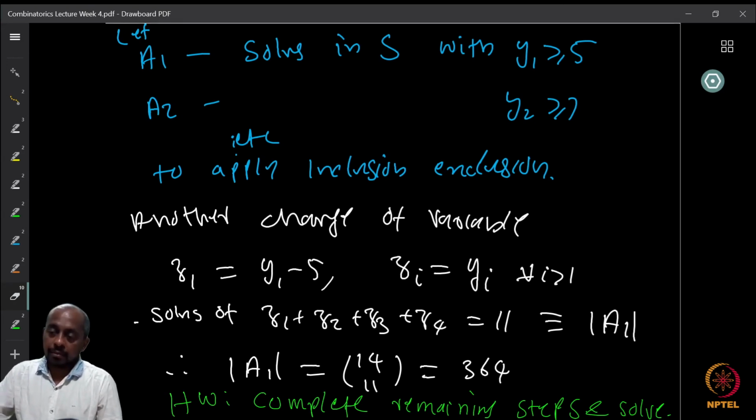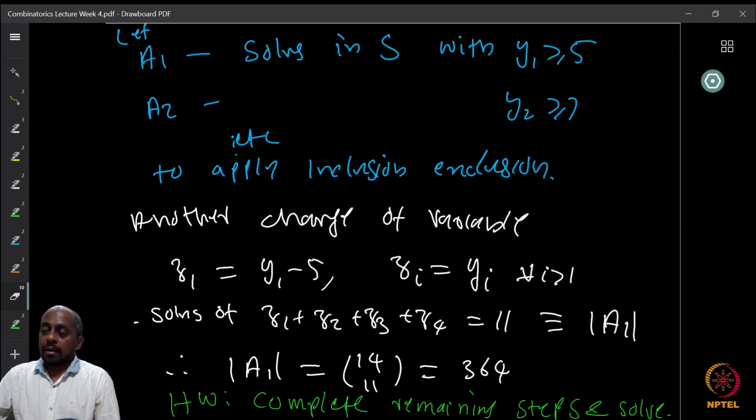And then this you can find out, because for this equation it is basically 11 plus 4 minus 1 choose 11, which is 14 choose 11, and then you will get it to be 364. So similarly you can find A2, then A3, and then A1 intersection A2, etc., and then compute this and give me the final answer. Okay, so that is homework for you. Complete the remaining steps and solve this question.